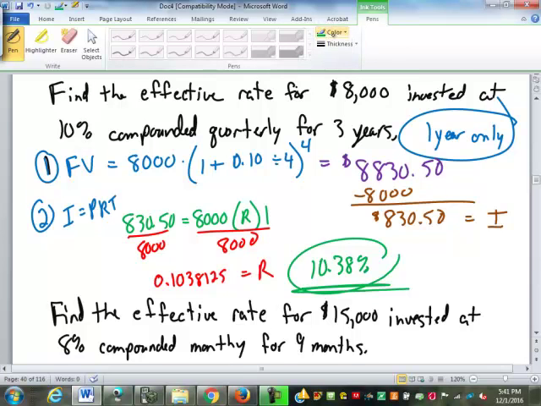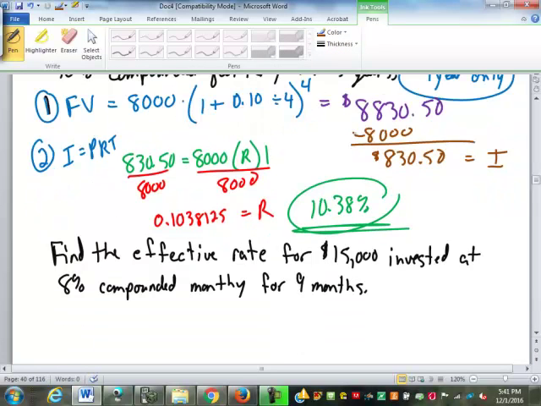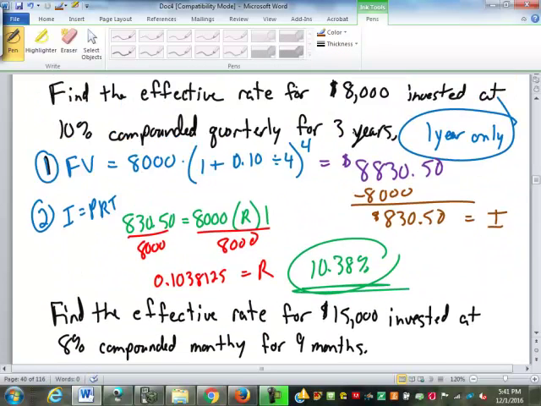Not really. I'm a little worried. Is it only for quarterly that you do the 1 year, or is it for any annual? Anytime it's over a year, you go for 1 year if you're doing effective rate. Okay, but if you're doing future value, you still have to go all the way if you're just finding the future value. Okay. But for the effective rate, yes, if it goes past a year, you only do the future value for 1 year.